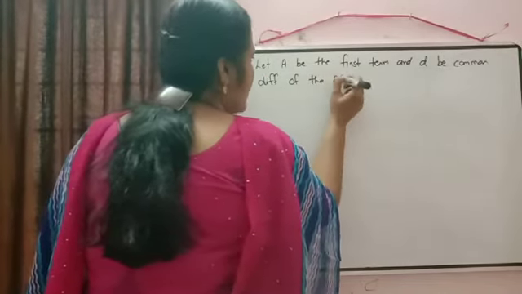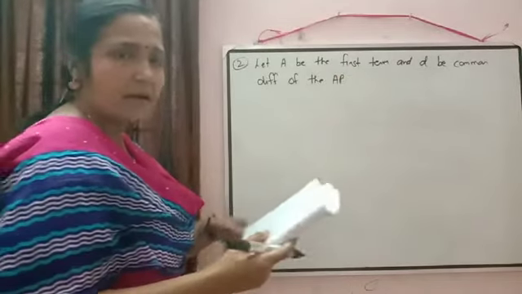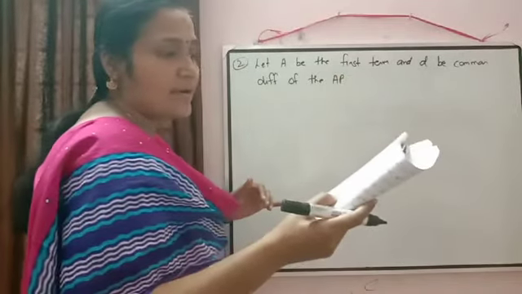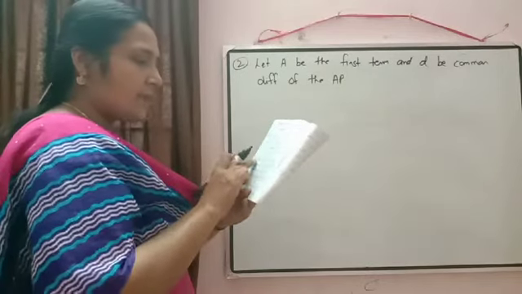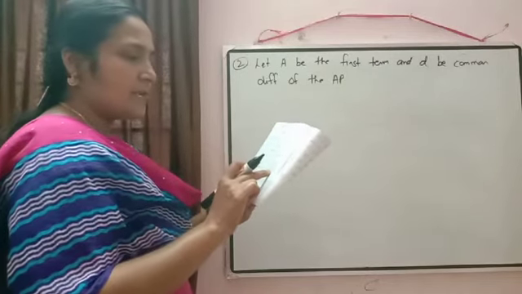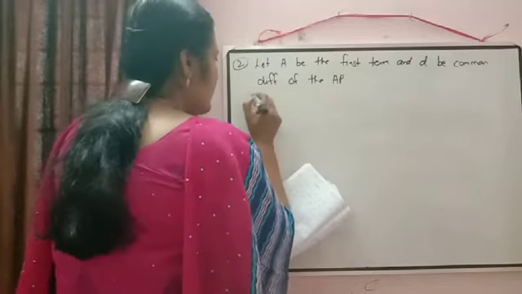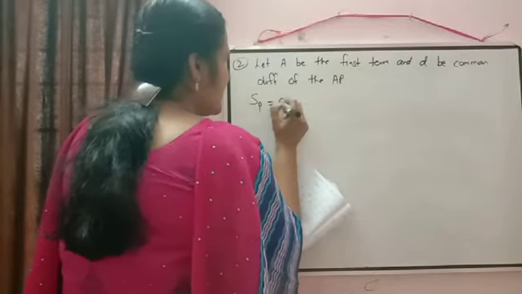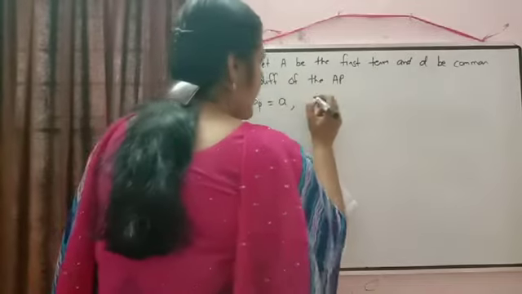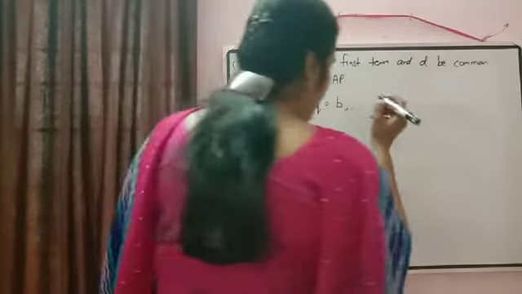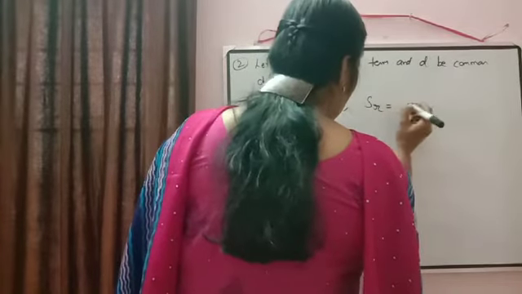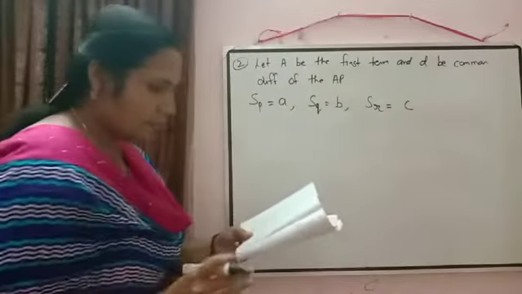Why have we taken capital A as the first term? Because small letter a is already used in the given question. Now just to check what is given. Sum of first P terms is equal to a, means the information given is SP is equal to a. Then SQ is equal to b. And then it is written SR is equal to c. And we have to prove there.